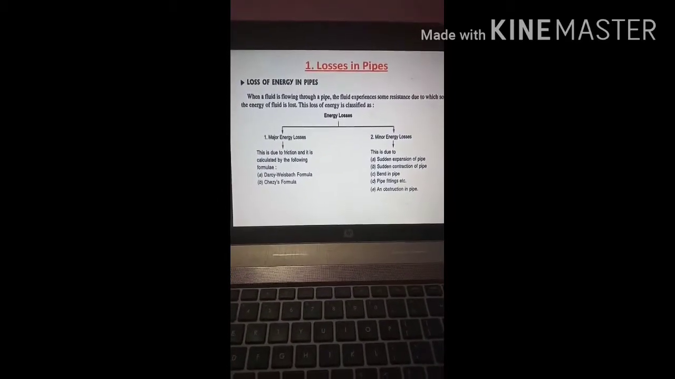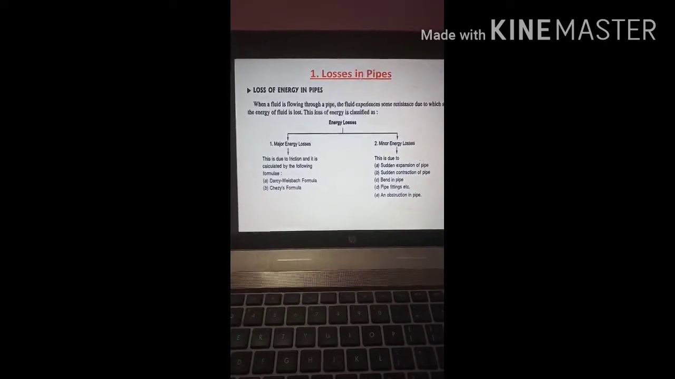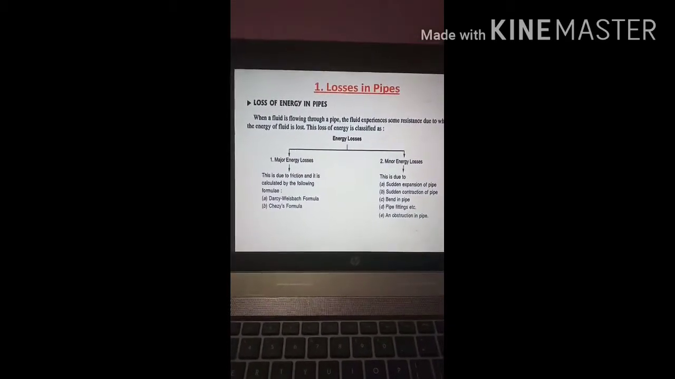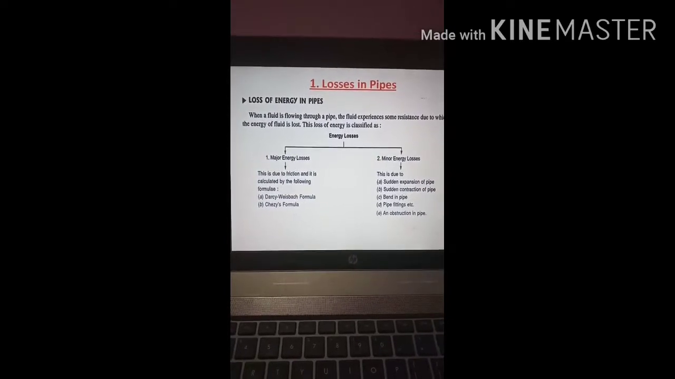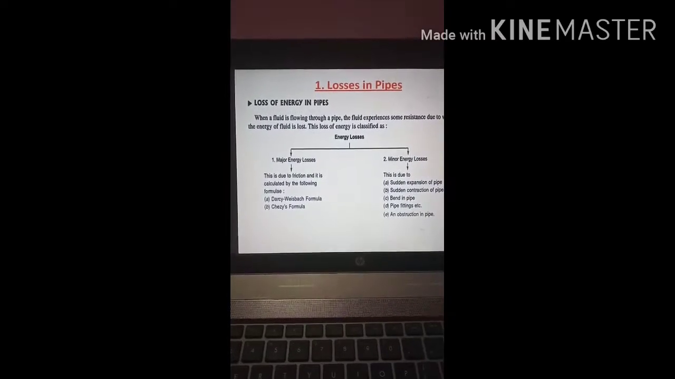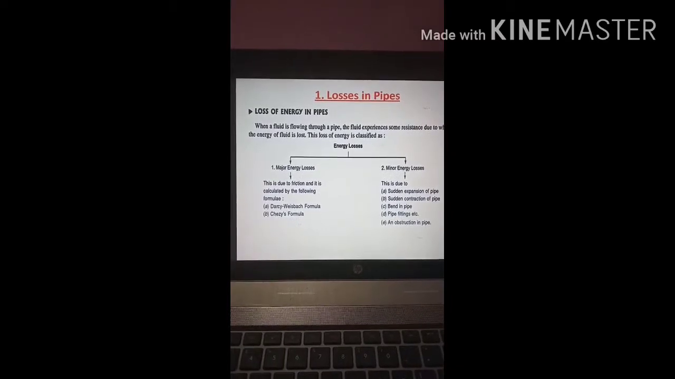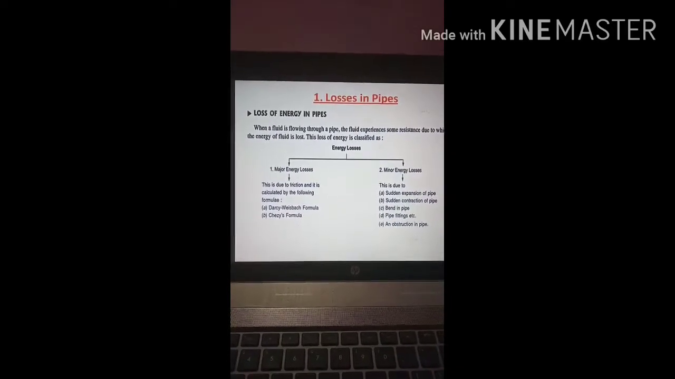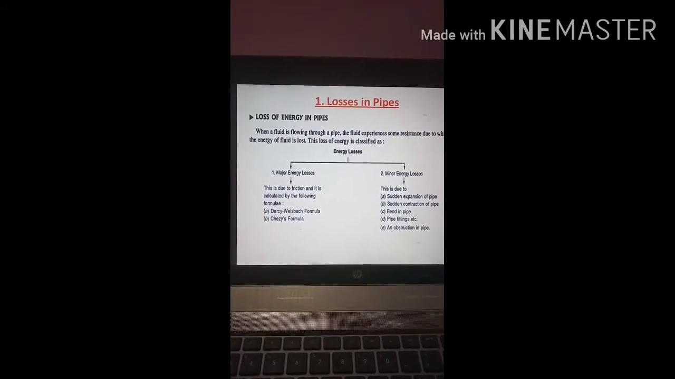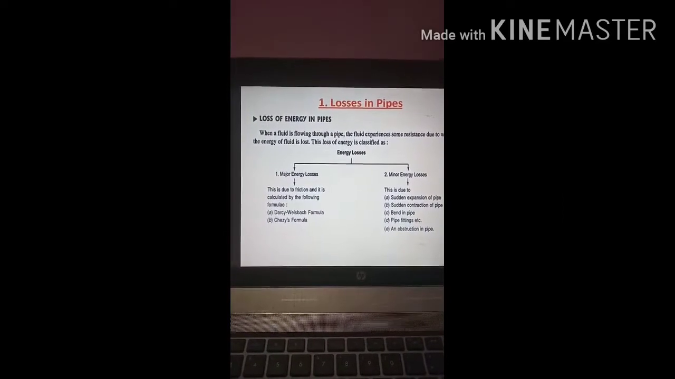Major energy loss is mainly because of friction. The friction is the major cause of the major energy loss. So the loss which is because of friction between the fluid layers as well as fluid and solid is called a major energy loss. And second, the minor energy loss. The minor energy loss is because of the area change of the pipe. If there is a sudden change in the cross section area of the pipe during the flow, then the fluid experiences some loss. That is called a minor energy loss.